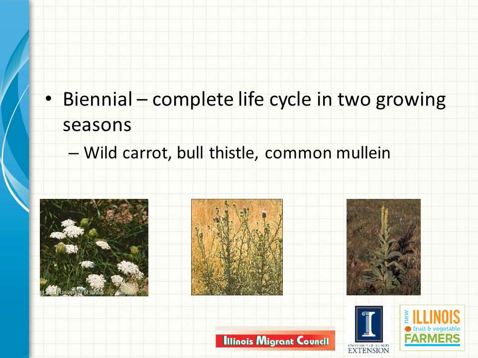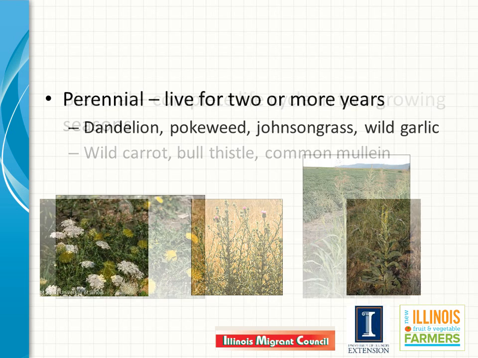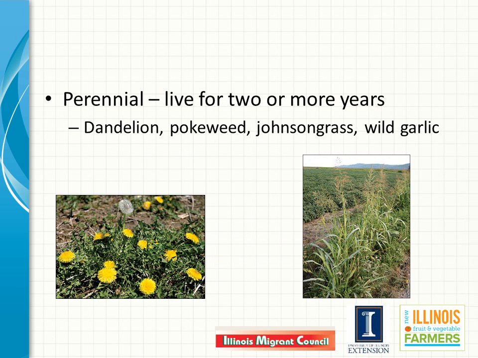Biennial weeds such as wild carrot, bull thistle, and common mullein require 2 growing seasons to complete their life cycles. They emerge from seeds in the spring or summer, grow vegetatively the first season, survive the winter, and then flower and produce seeds during the next growing season. And as the name implies, perennial weeds live for 2 years or more, many for several years, regrowing from roots each year. Dandelions, Johnson grass, and wild garlic are perennials.